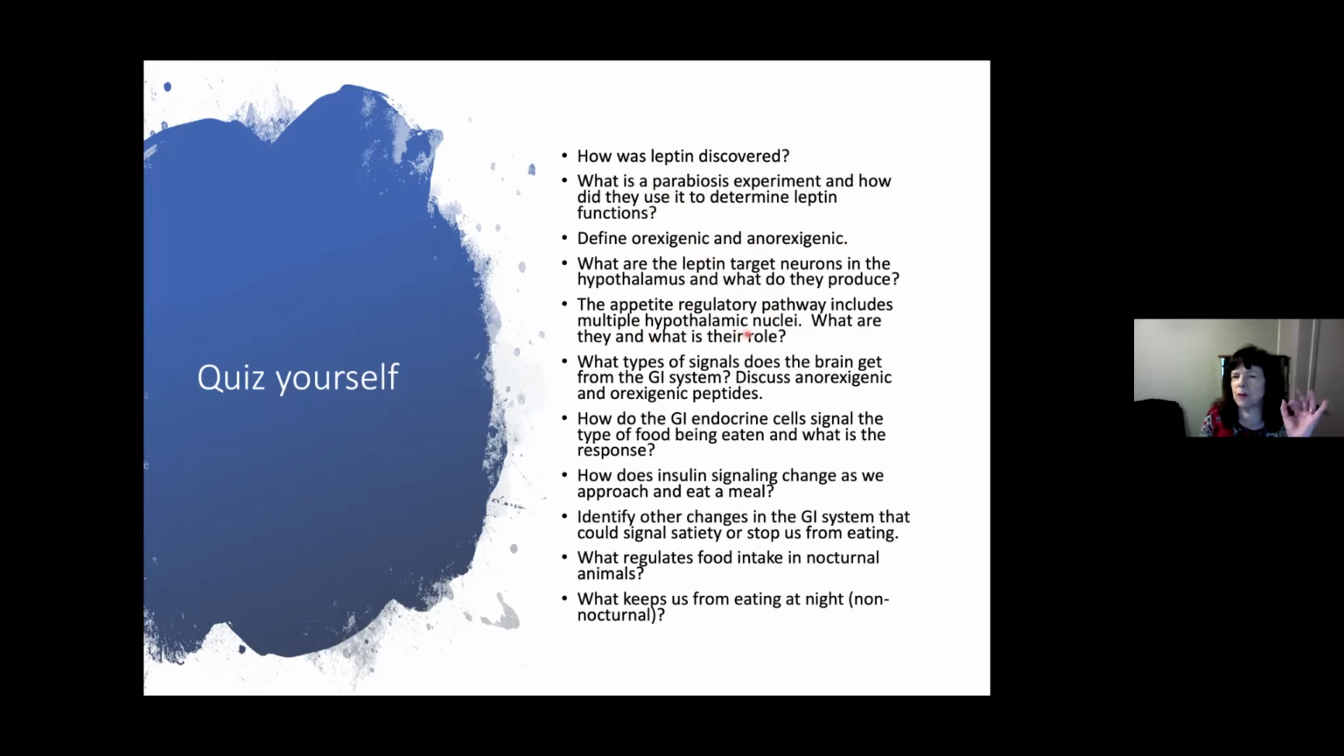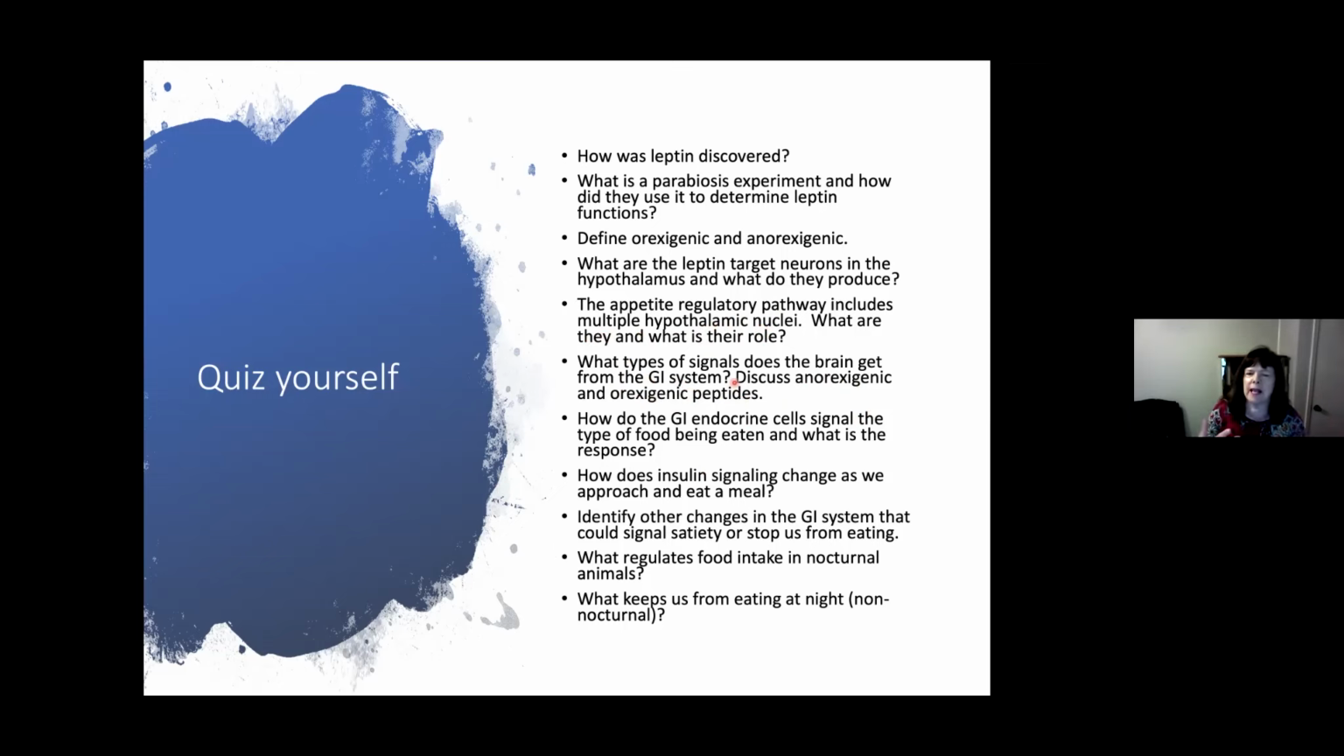Mainly, again, this is a similar question, and the only difference is, what are the neurons and what do they produce? And then what are the types of signals that the brain gets from the GI system? And so what are the anorexigenic, what are the orexigenic? Likely, when I give you questions I give you choices. And so you could focus in on maybe your favorite system. Maybe you really like the whole story about the GI system, for example.